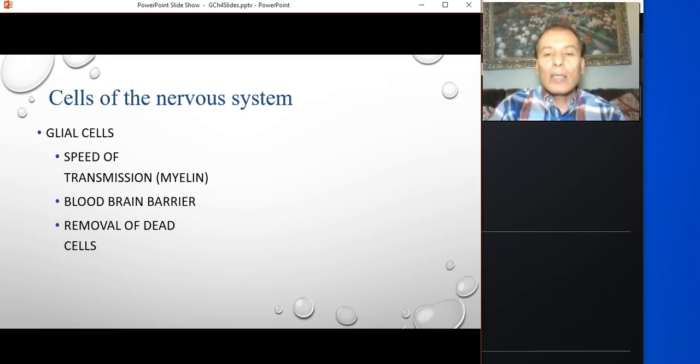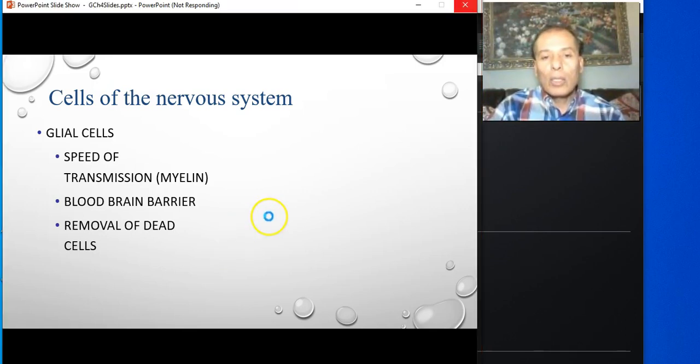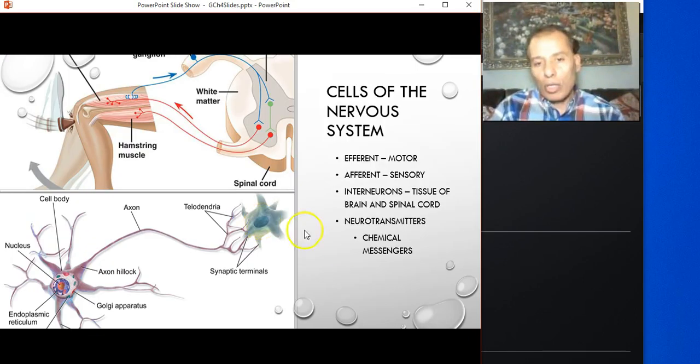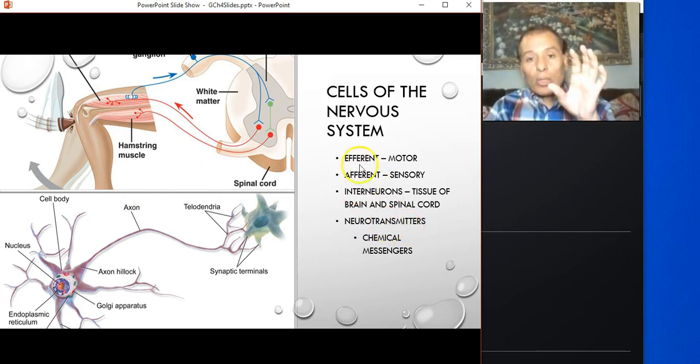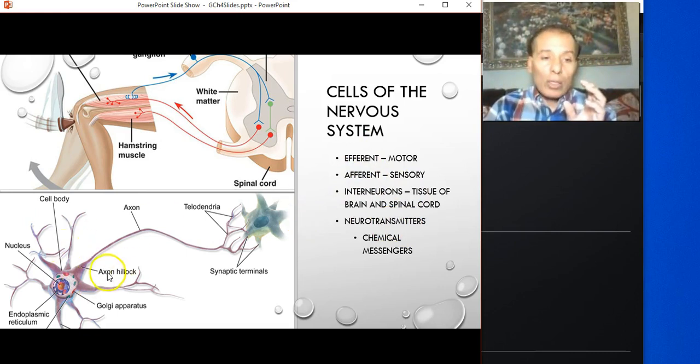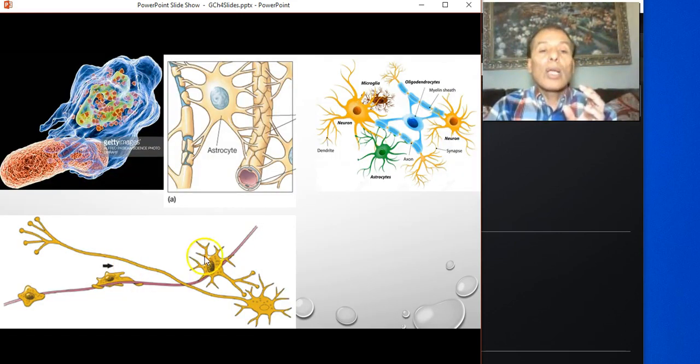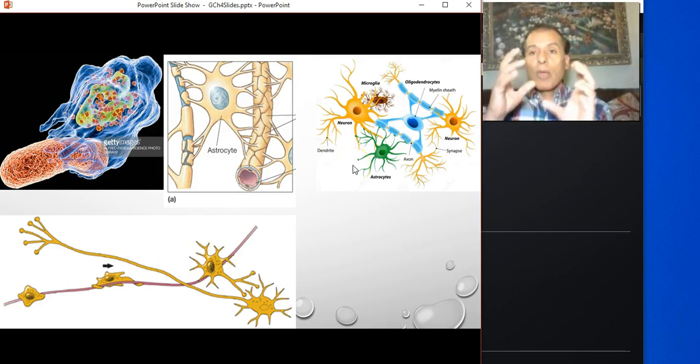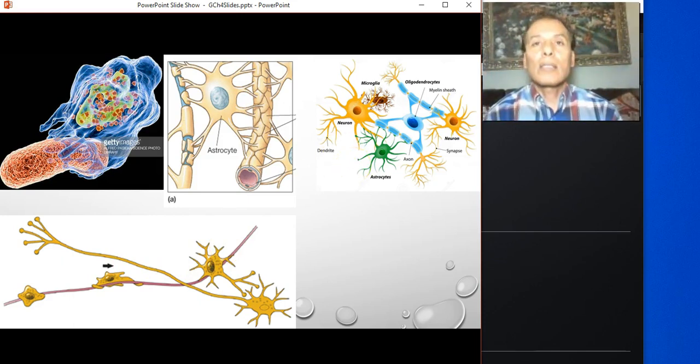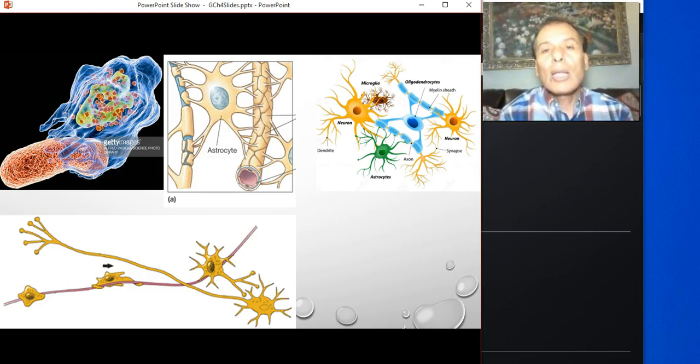Back to the cellular structure of the nervous system. In terms of anatomy, we have either neurons, or we have other cells with them that are called glial cells. The term glia comes from the Latin word for glue.